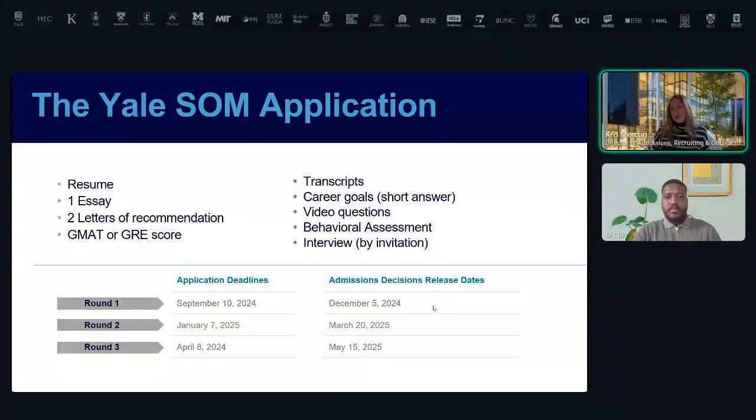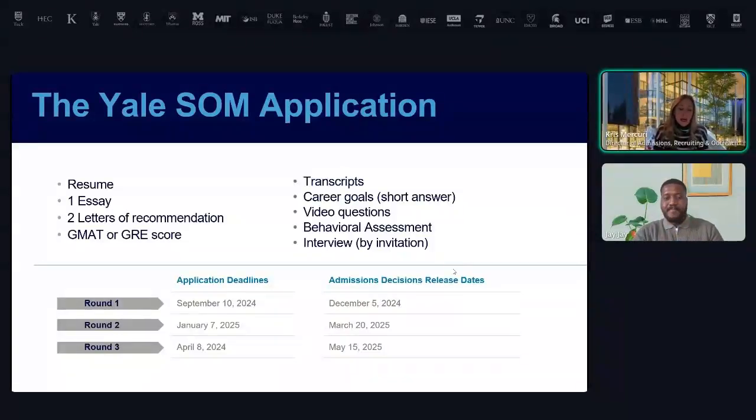It's really, truly kind of a deal. It could be a deal breaker if the language isn't there. But otherwise, people do really well, and you don't need to stress out too much about the video questions. The behavioral assessment is really interesting and unique to Yale, and I wish people talked more about it.